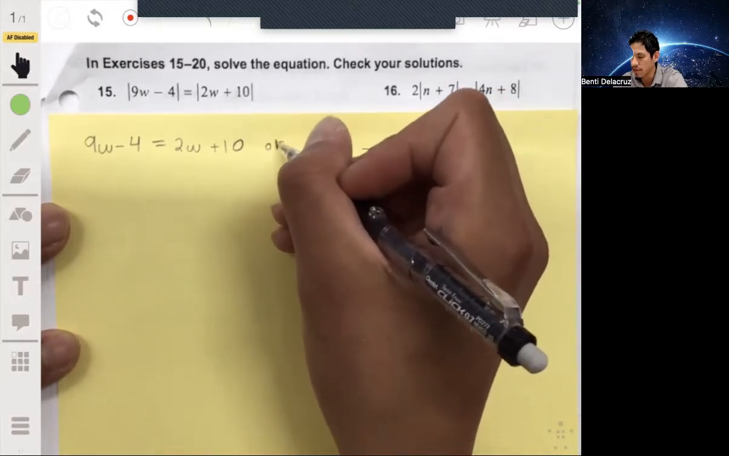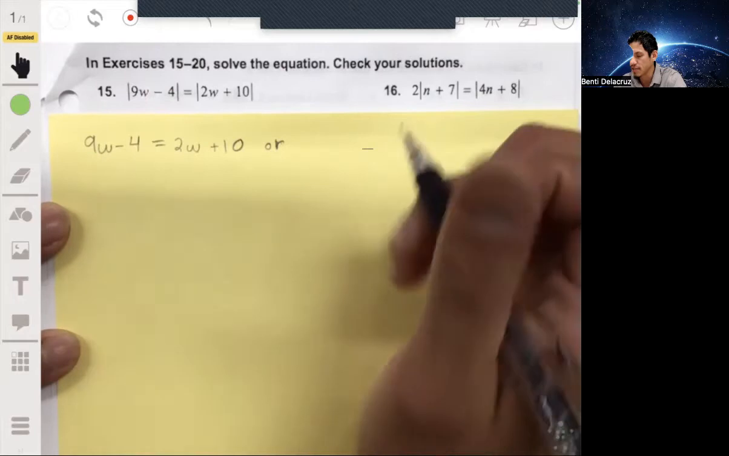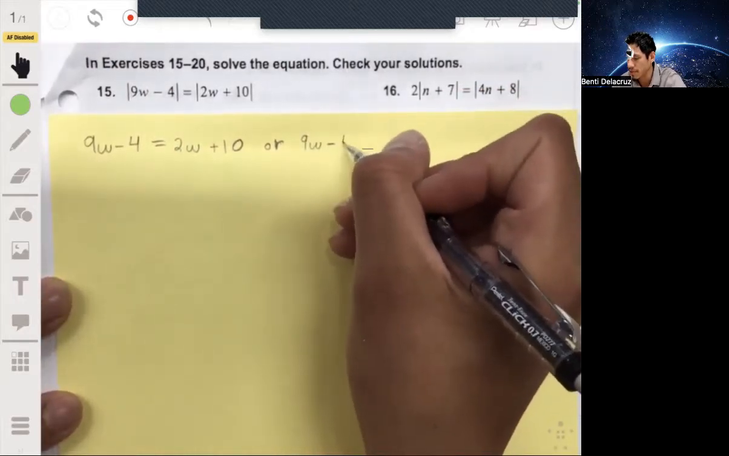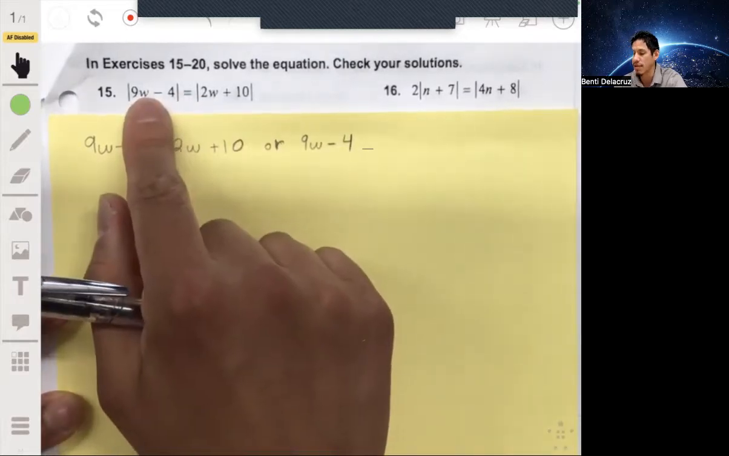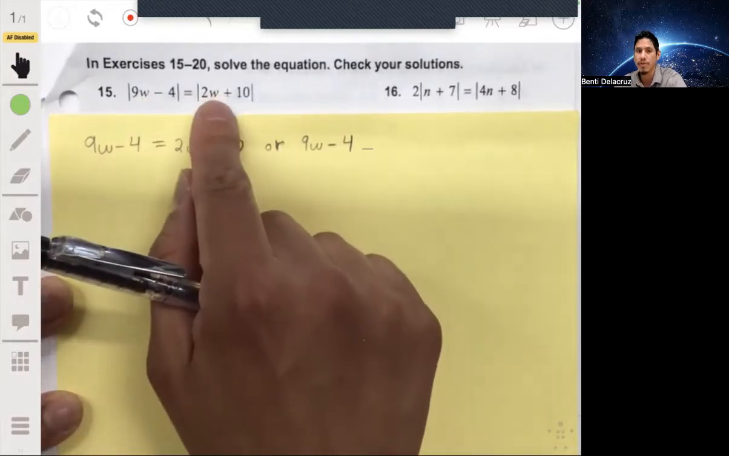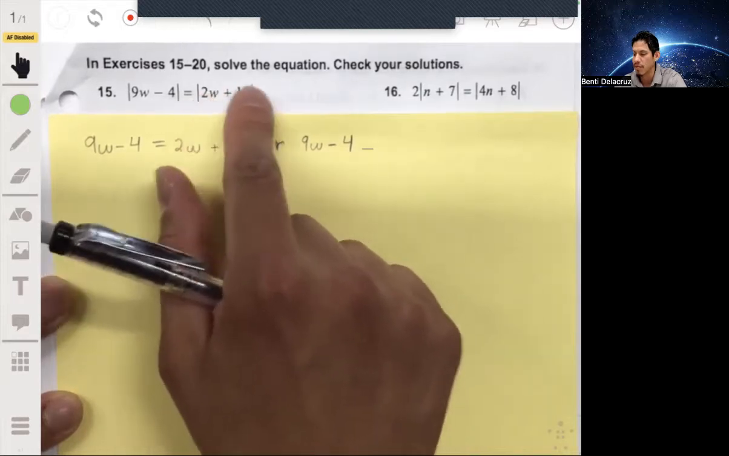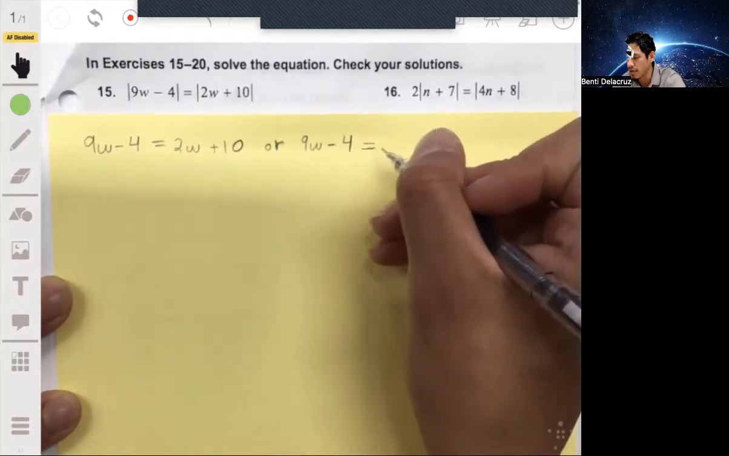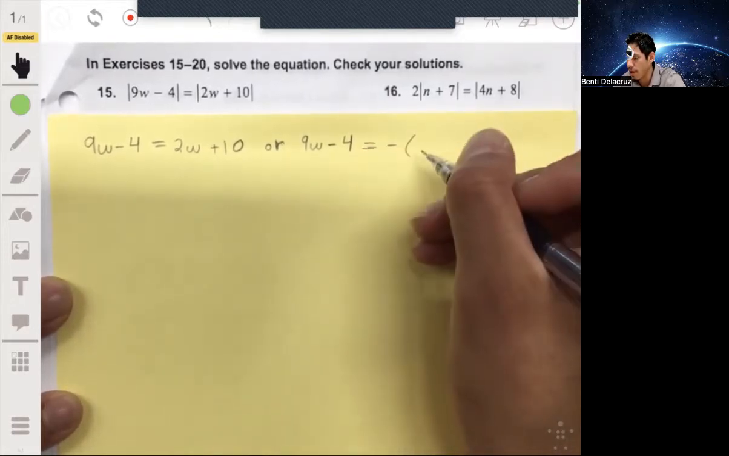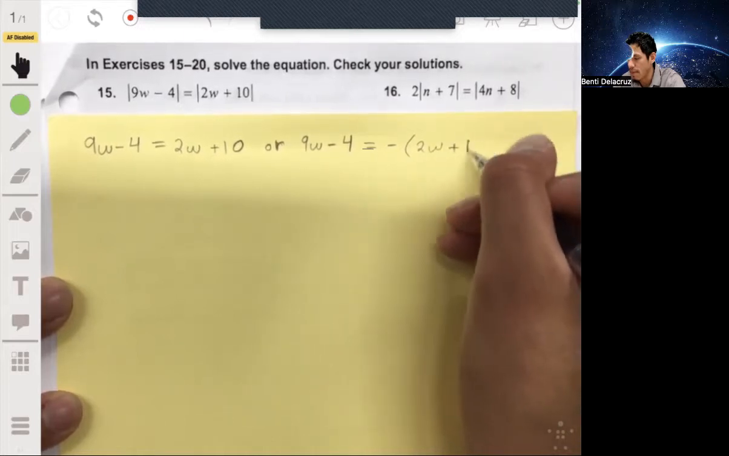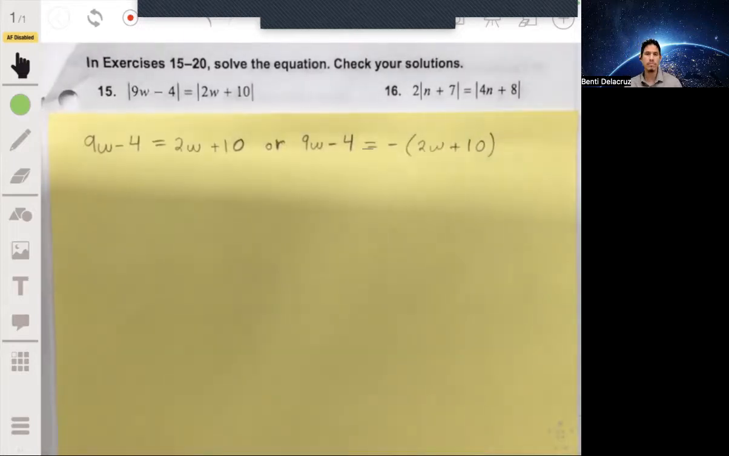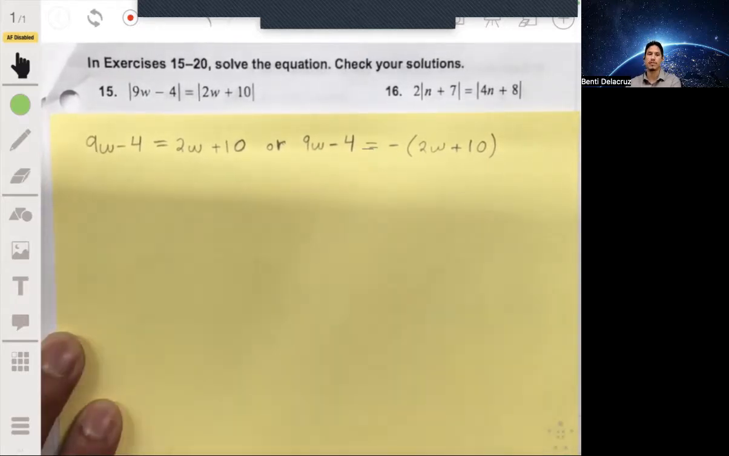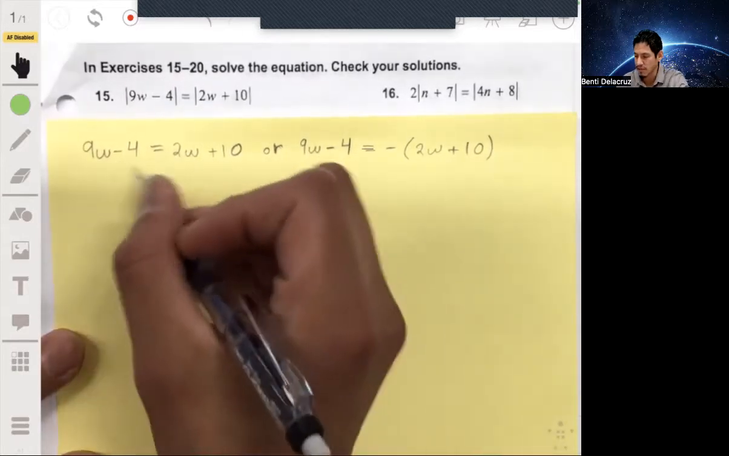The other one you're going to set up is you're going to keep one side the same. I usually just go by keeping the left expression the same. So keep on the left side of the equation 9w minus 4. And on the right side, you're going to multiply whatever's on the inside of the absolute value symbols by -1. So you're going to have this equal to -1 times 2w plus 10. So your answers could potentially be the solutions to these equations. So let's go ahead and let's solve these.